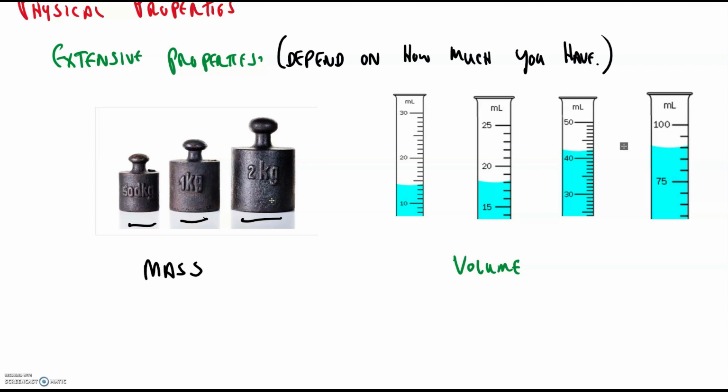Another good example of an extensive property is volume. All you have to do to change the amount of volume is add or remove some liquid, or depending on the shape of the container, you can change the shape of it. It's easily changeable. So extensive properties, they're not really useful to describe what a type of matter is, but they are pretty useful for describing how much of it you have.